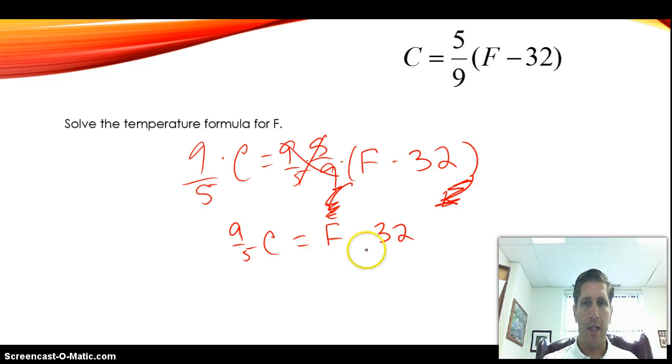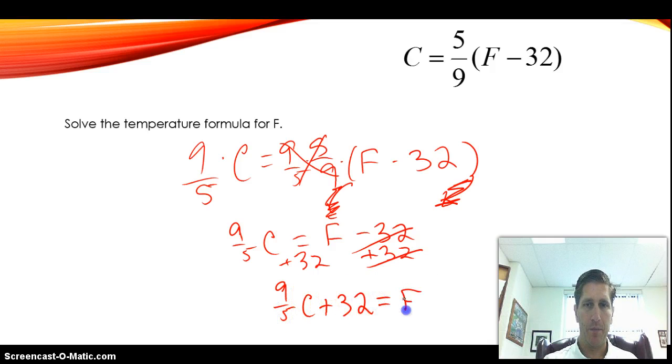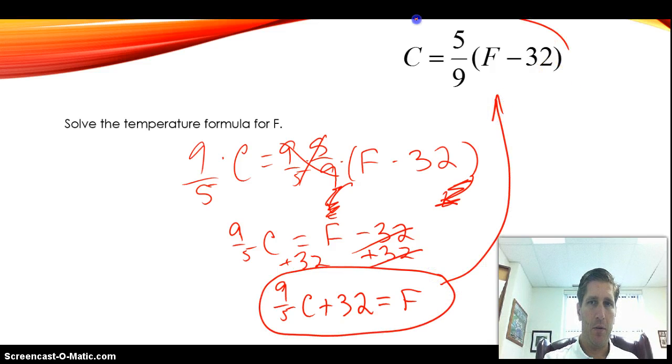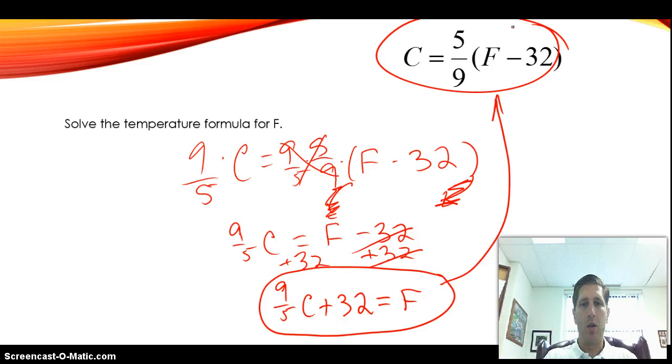So to get F alone now, we add over 32. So we know that 9 over 5 C plus 32 does equal F. So in class, I could give you a temperature in Fahrenheit or in Celsius, and you should be able to calculate for that other variable. All right.